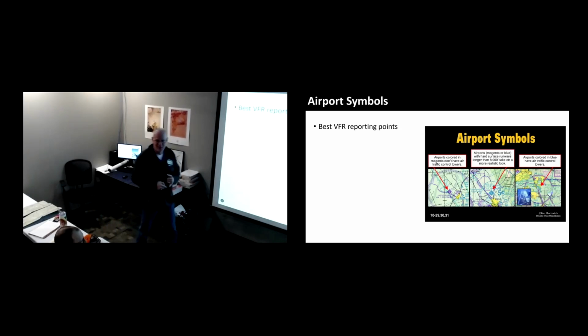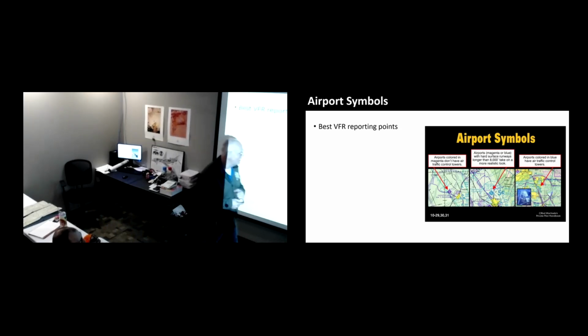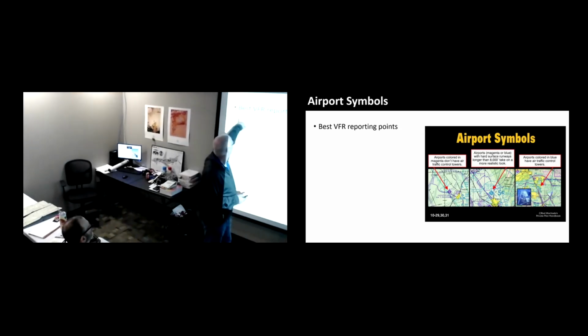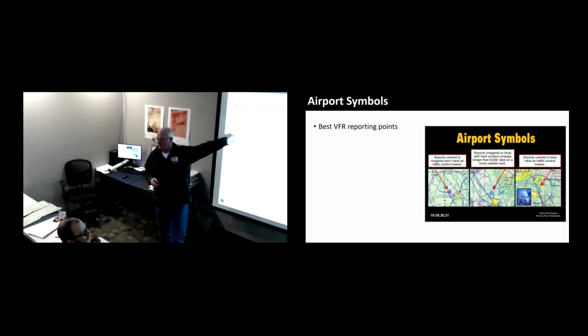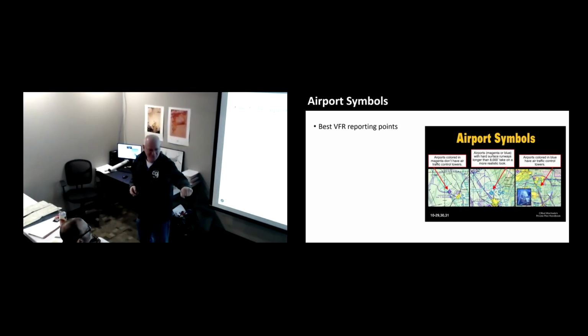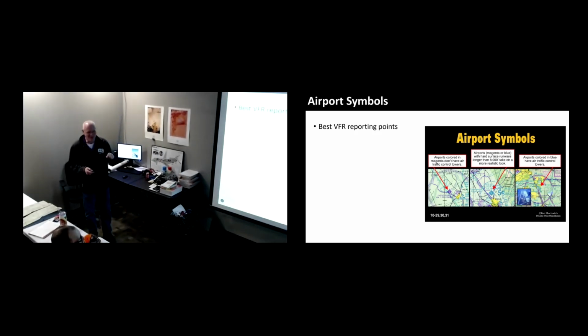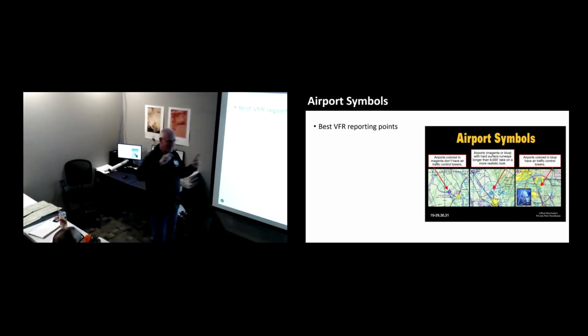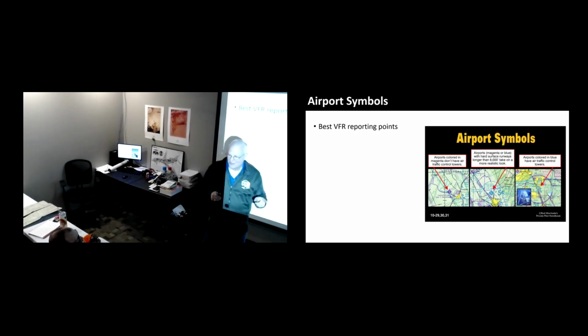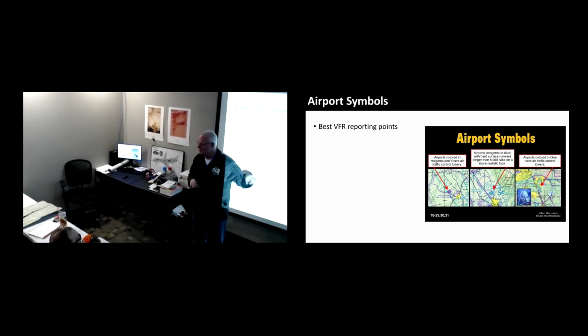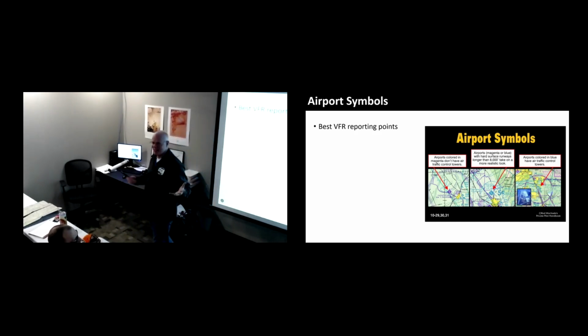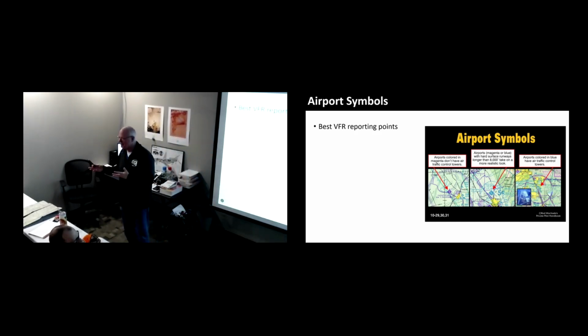Airports. Do not be fooled. Best VFR reporting points. Not true. I will tell you right now, if I tell you to fly from here to Lancaster, and en route, I say, find and point out Smoketown. Are you a pilot, sir? Yeah, you ever fly to Lancaster looking for Smoketown Airport? Anytime. It's impossible to see Smoketown unless you've been there many times, right?